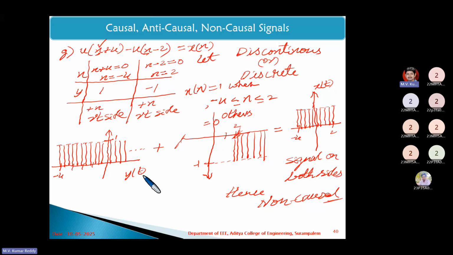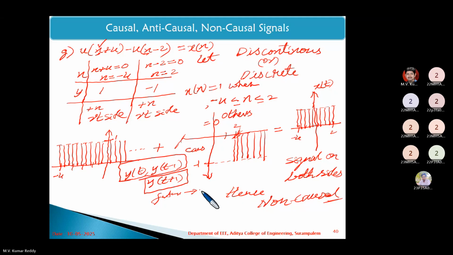Y of t, y of t minus 1, y of t plus 1. Y of t is present, y of t minus 1 is past. When these two are there, then it is called casual. When we have y of t plus 1, that is future value. If we have at least one future value, then it is called non-casual.